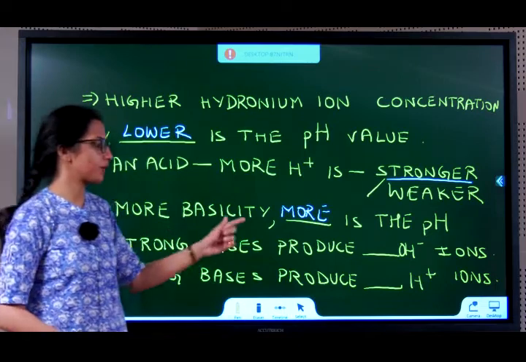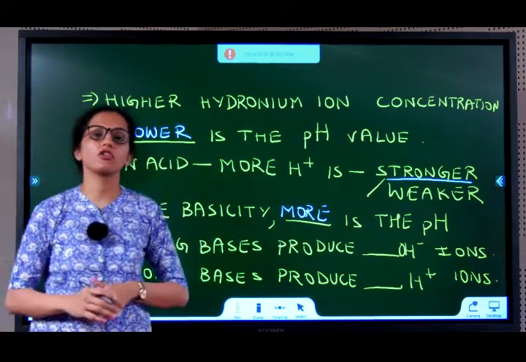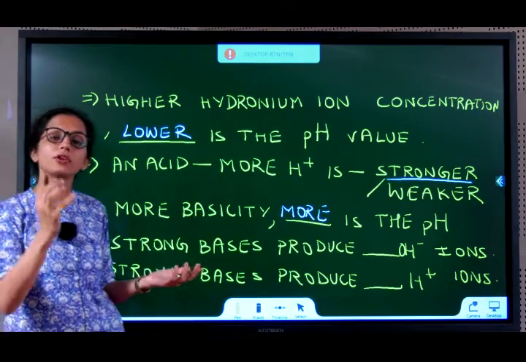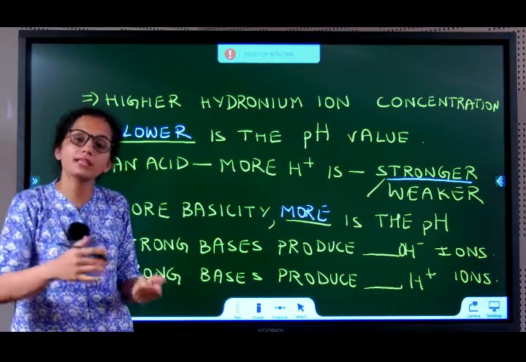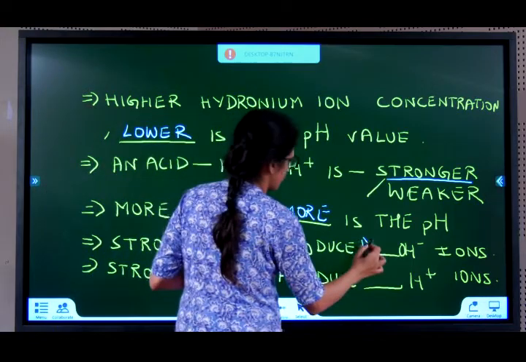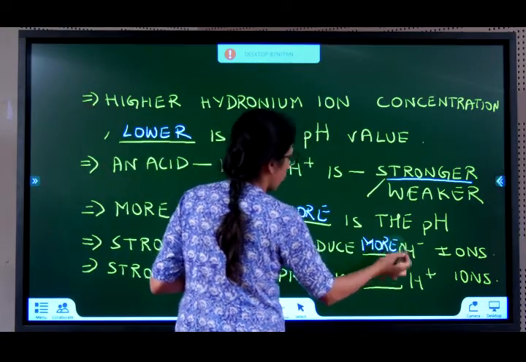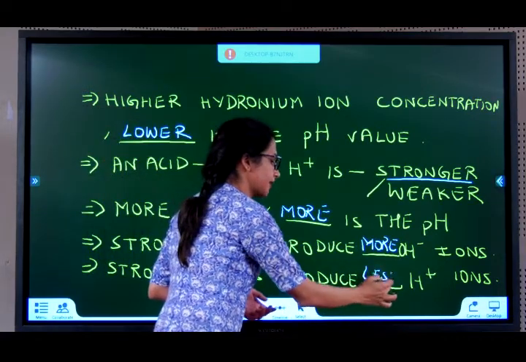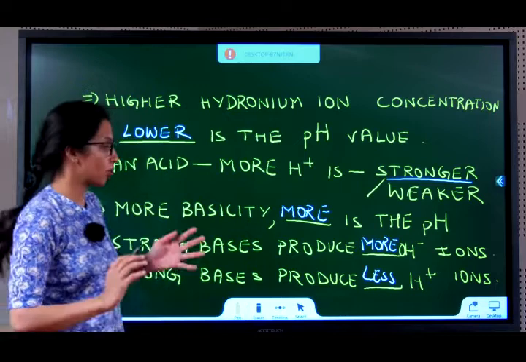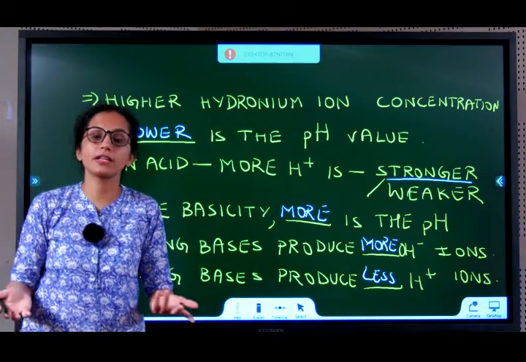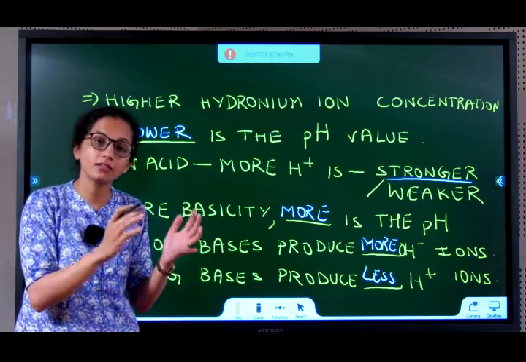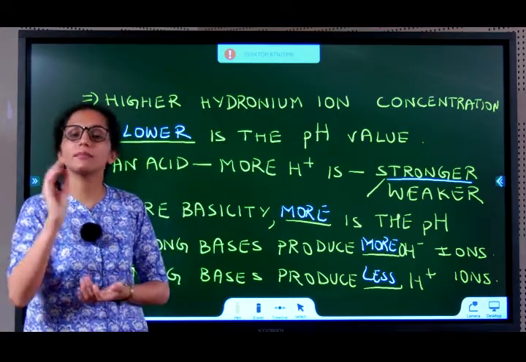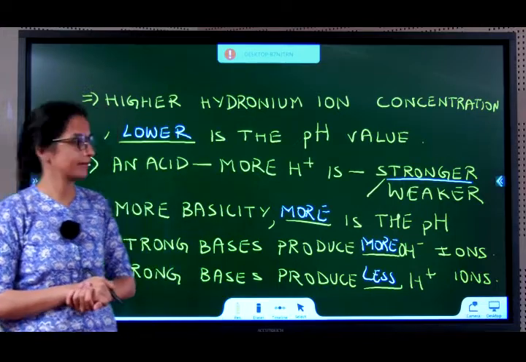Strong bases produce dash OH minus ions. More OH minus or less OH minus ions? Bases means they produce OH minus ions. So if it is a strong base, more OH minus ions. What about the H plus ions? It will be less. All bases produce less H plus ions. Don't get confused. Do not say bases do not produce H plus. When you put a base in water in a solution, H plus ion concentration will be there also, but it will be very, very minute, less.